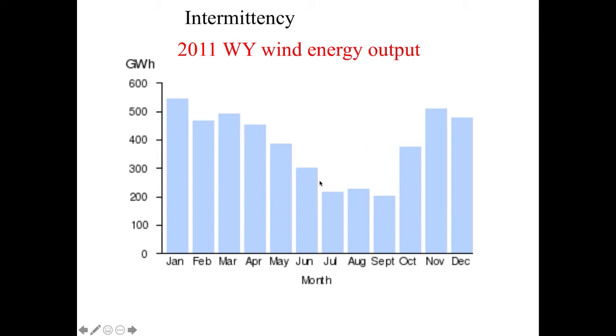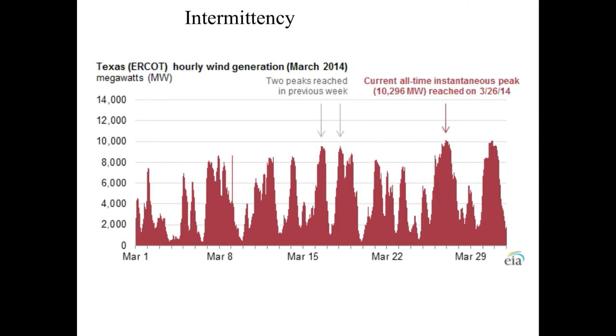So again, this is an intermittency challenge that would have to be addressed by oversizing the amount of wind so that you can satisfy demand in the summer, and then in the wintertime, you either don't spin the turbines or you capture that electricity and store it.